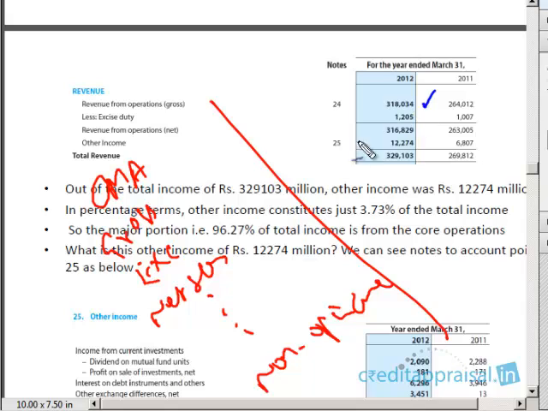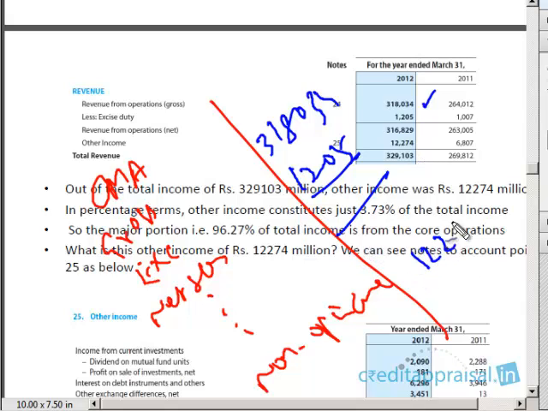Revenue from operations gross, so put it under gross, 318034. Excise 1205, put it here. And net sales get automatically populated because it's an Excel sheet linked by formula. This non-operating income 12274, you put it on the relevant head. Please note that the further breakup of 12274 is provided in schedule 25.